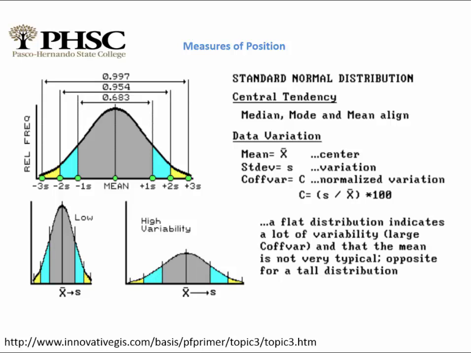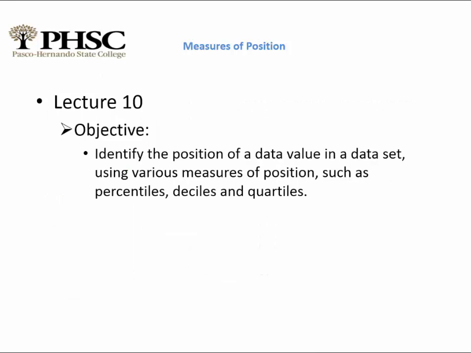When we talk about measures of precision, we're going to be talking about the precision of a specific data point in relation to the rest of the data points in a particular data set. The objective for this lesson is that we're going to identify the precision of a data value in a data set. We're going to use various measures of precision such as percentiles, deciles, quartiles. We're also going to do z-scores in this lecture.